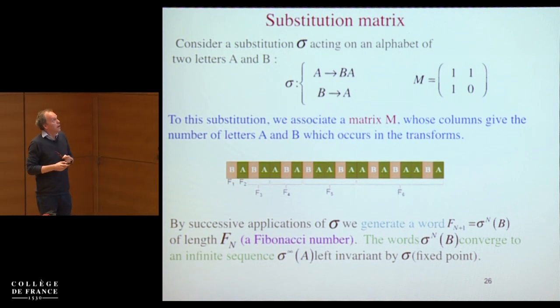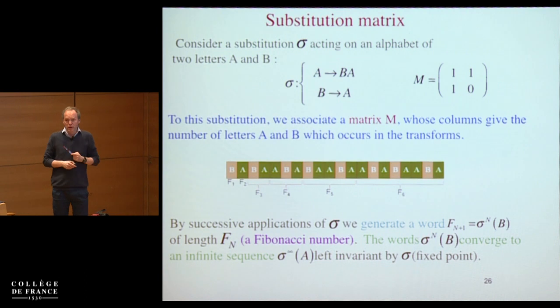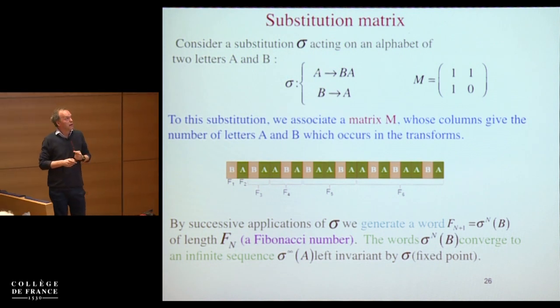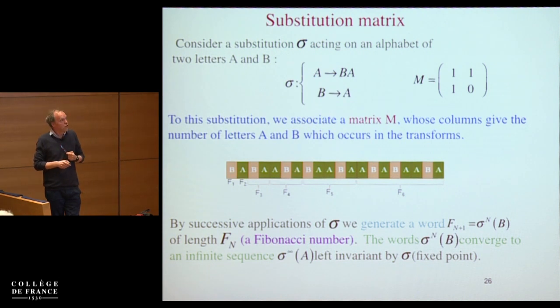The second method is called the substitution matrix. It's very important. And the idea is the following. Consider a substitution which is acting on a given alphabet of here 2 letters, A and B. And this substitution changes A into BA and B into A. Now, to such a substitution, we can associate a 2x2 matrix whose columns give the number of letters A and B which occur in the transform. So, for instance, here we get 1 and 1 because here we have 1A and 1B. Here we get 1 and 0 because we get just 1A but no B. So this is this matrix.